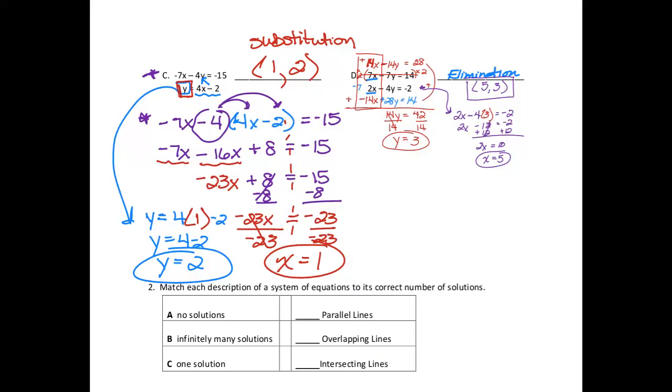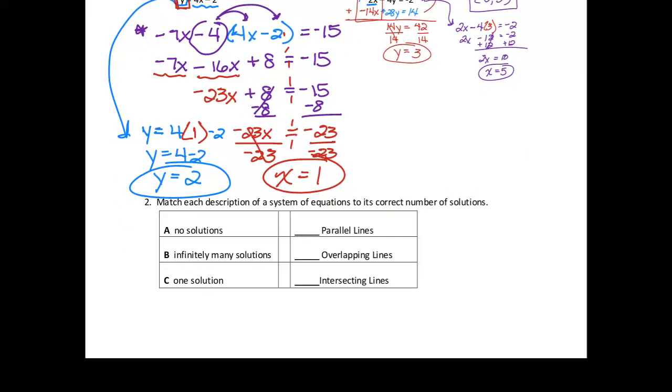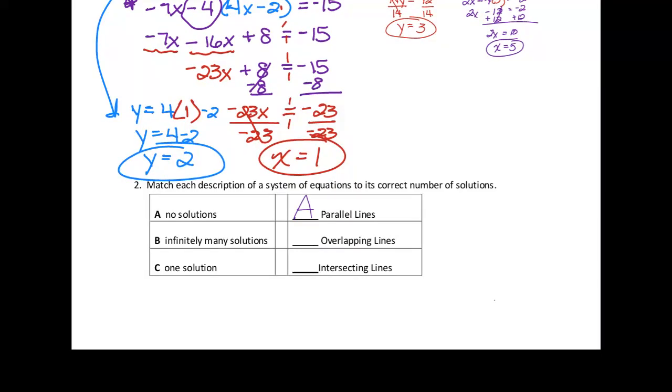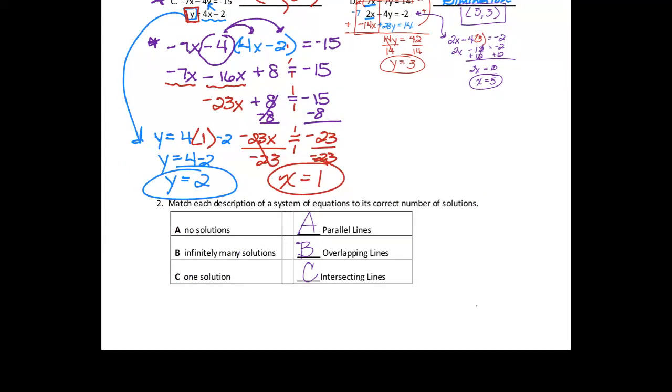What other questions? What about number 2, very quickly? Which has no solution? Parallel, overlapping, or intersecting lines? Parallel, yes, because they don't cross at all. How about infinitely many solutions? That would be the overlapping or the same lines. How about one solution? They have to be intersecting. So A, B, C right there.